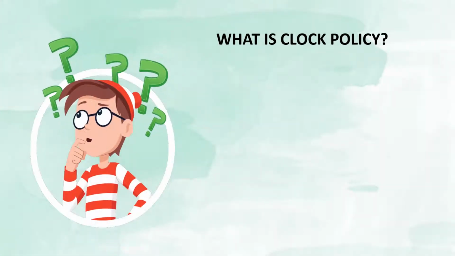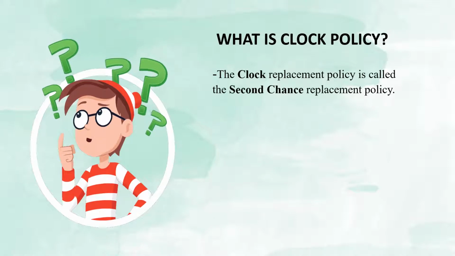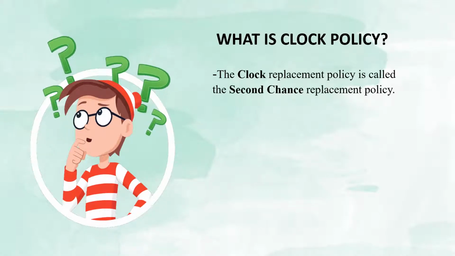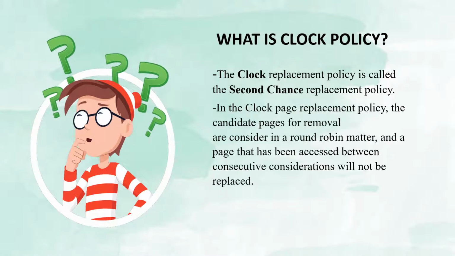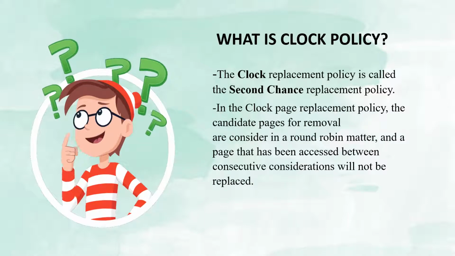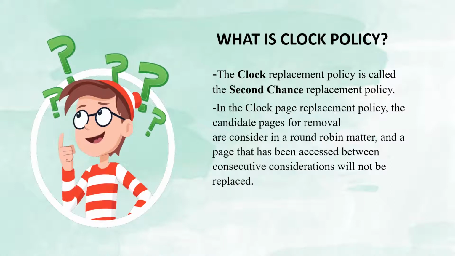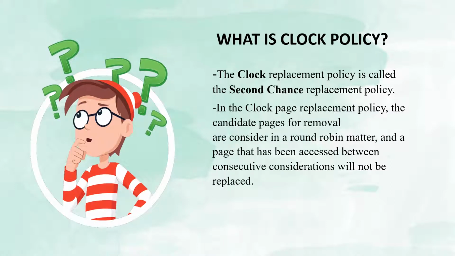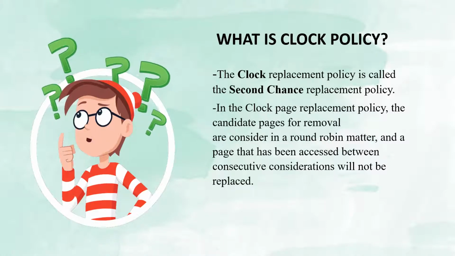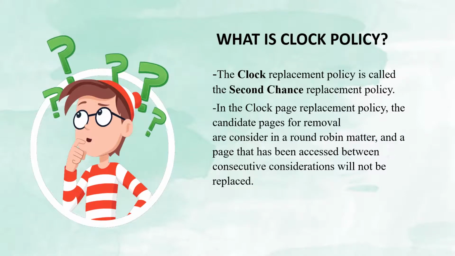Clock policy. The clock replacement policy is called the second chance replacement policy. In the clock page replacement policy, the candidate pages for removal are considered in a round-robin method, and the page that has been accessed between consecutive considerations will not be replaced.